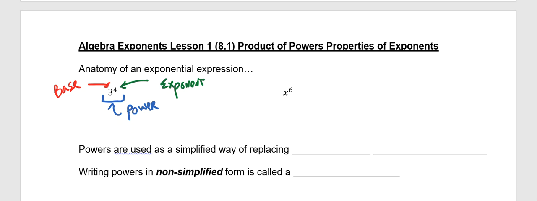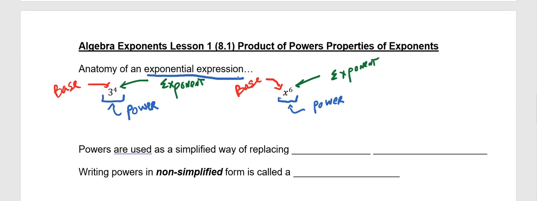In the example of x to the sixth, the x is the base. The 6 is the exponent. Read collectively, x to the sixth is referred to as a power, otherwise known as an exponential expression. We'll use exponential expression and power interchangeably, but we'll typically use the word power.